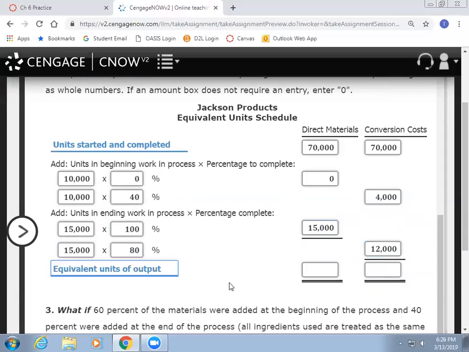So to calculate equivalent units of output, we're just going to add for materials. We had 70,000 plus 0 plus 15,000. So 85,000, right? And that's all of them that we had available in the period. Or all that were started and completed, I guess I should say, right? Sort of different. And then for conversion costs, we have 70 plus 4 plus 12. So we would have, what, 86,000.